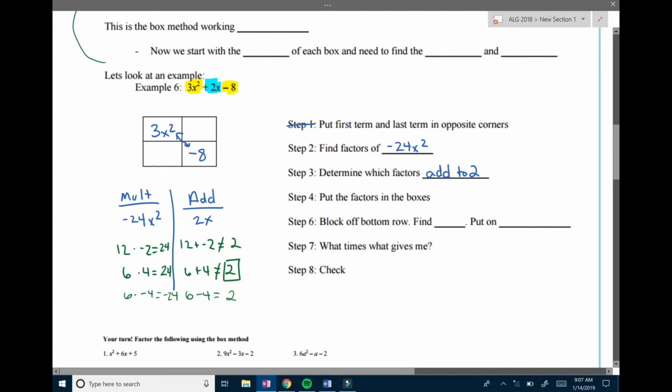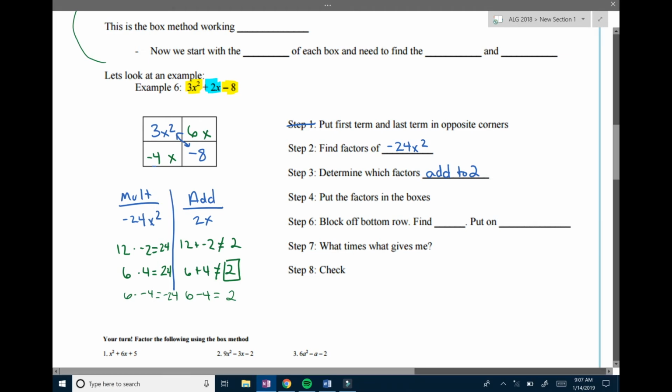Now put the factors in the boxes. It does not matter which box you put it in. So if I put 6, and remember they have to have x's in the boxes, 6x and negative 4x here. Does not matter which one. Okay? Alright, so that was step 4. Put them in the boxes.